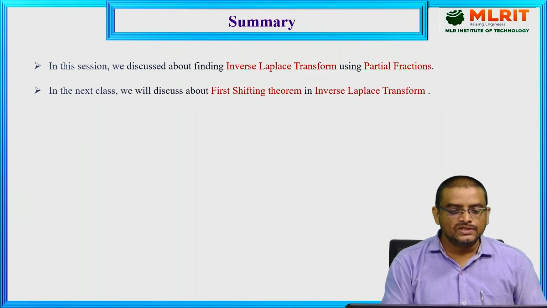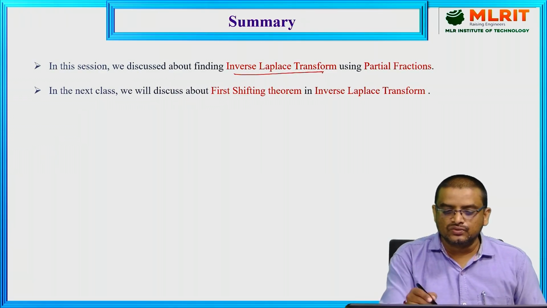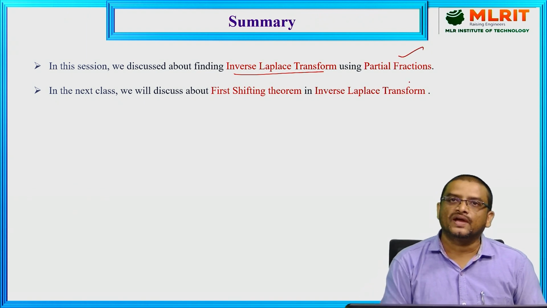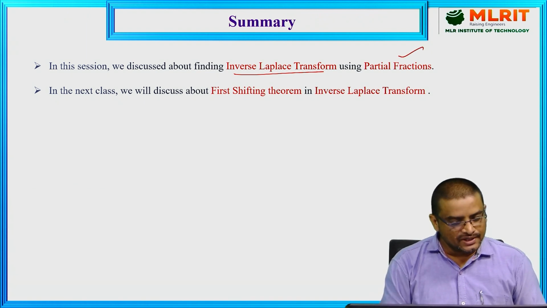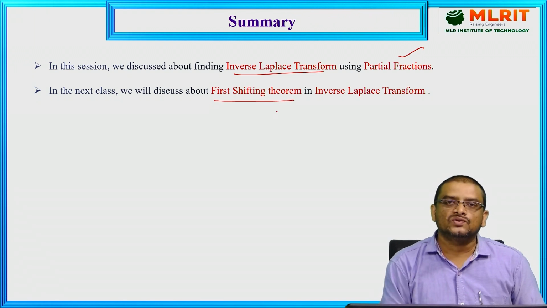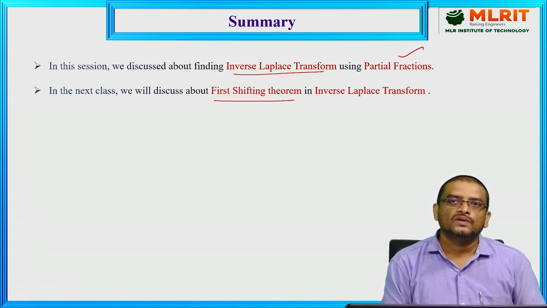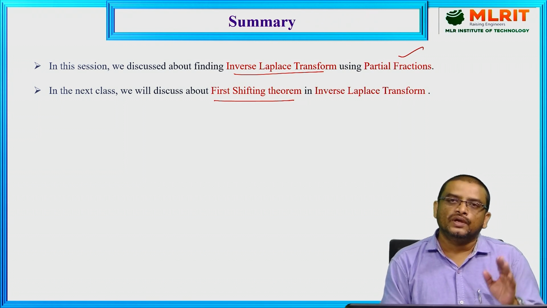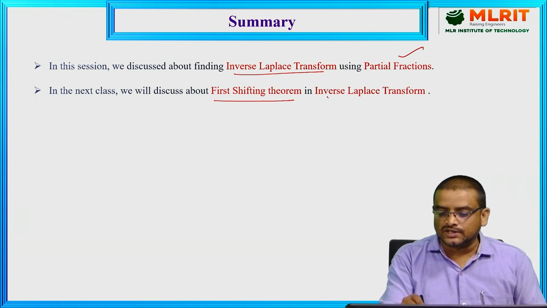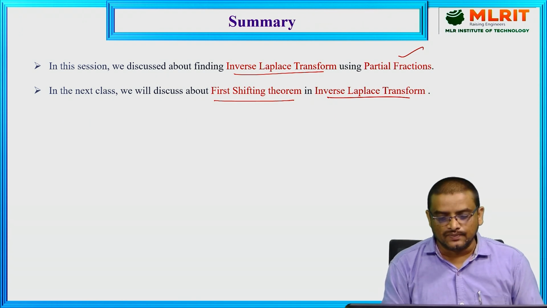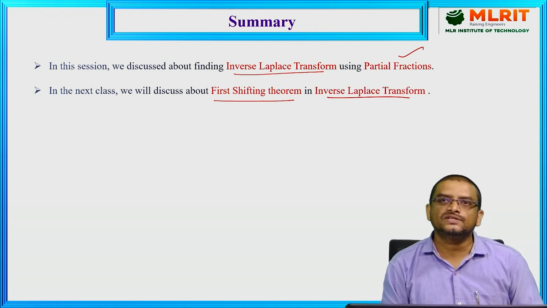So in this video we have discussed how to find the inverse Laplace transform by using partial fractions. Now in the next video we will see a property of the inverse Laplace transform, that is the first shifting property, and when we can apply the first shifting theorem to find the inverse Laplace transform. In which cases we can go for the first shifting theorem, we will discuss all these things in the next video.